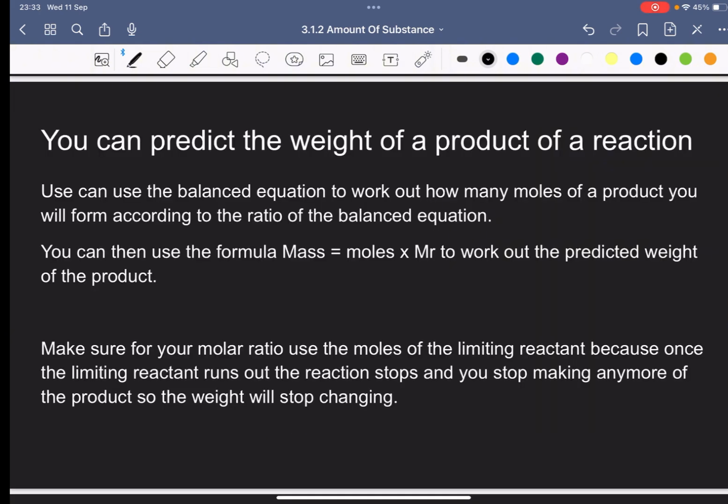You can predict the weight of a product of a reaction. You can use the balanced equation to work out how many moles of a product you will form according to the ratio of the balanced equation. You can then use the formula mass equals moles times MR to work out the predicted weight of the product. Make sure for your molar ratio, use the moles of the limiting reactant, because once the limiting reactant runs out, the reaction stops and you stop making any more of the product, so the weight will stop changing.